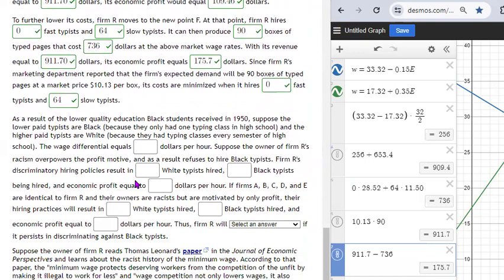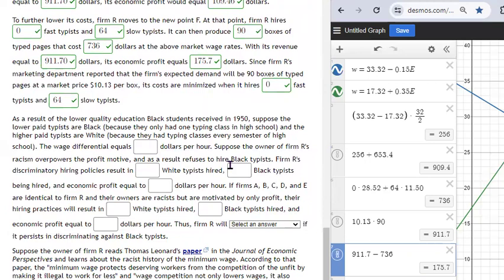Now that we understand this model, let's go on to the discrimination part. As a result of the lower quality education Black students received in 1950, suppose the lower paid typists are Black because they only had one typing class in high school due to limited resources. So they could only take a typing class once in 4 years. So their skills are going to be a lot less than the higher paid white typists who went to schools that could afford a bunch of typewriters and offer a typing class to the white students every semester of high school. So the white students are going to have better keyboarding skills.